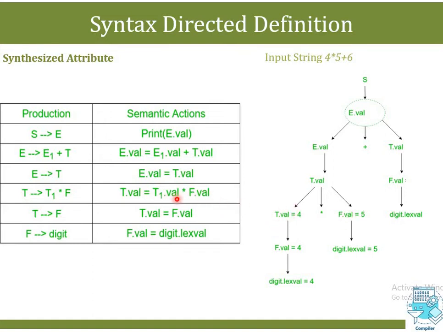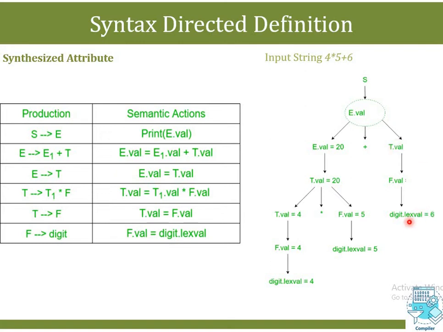When you apply this rule, what happens? The T dot val will take the value 20. Okay, so T dot val is 20. Whatever T dot val has will be the value of E dot val, because the rule is like that. So 20 will be assigned to E dot val. Now you computed the value of E dot val. Similarly, you have to compute the value of T dot val.